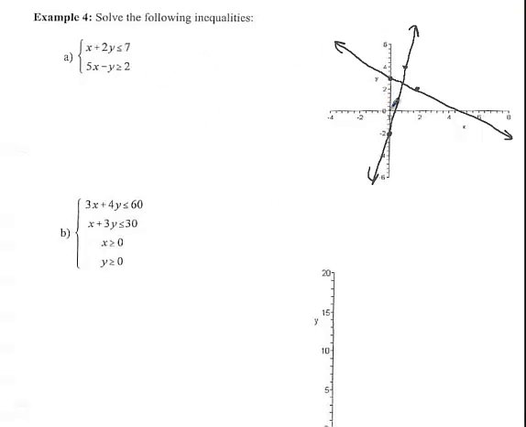Alright, here's our favorite point, 0, 0. So does it work for the first one? Well, we get 0 plus 2 times 0 less than 7. The 0 knocks out the 2, plus another 0 gives us this inequality, and this is true. But we don't shade just yet. We need to check 0, 0 for the second inequality as well.